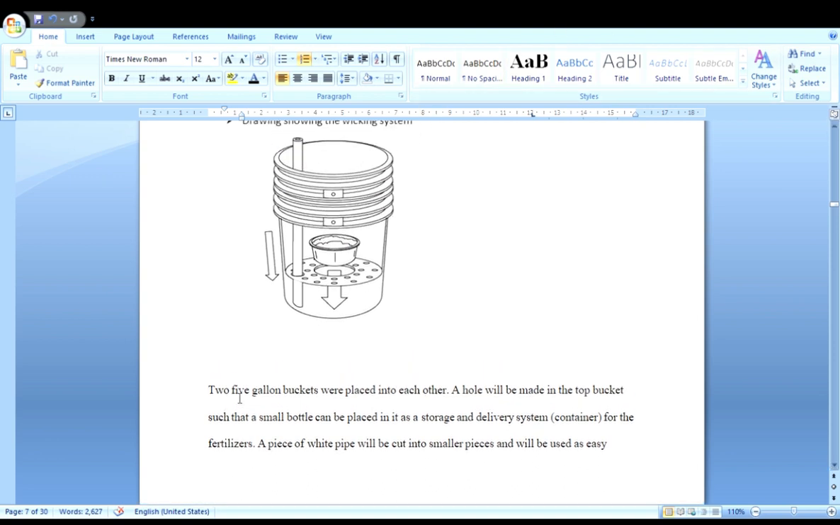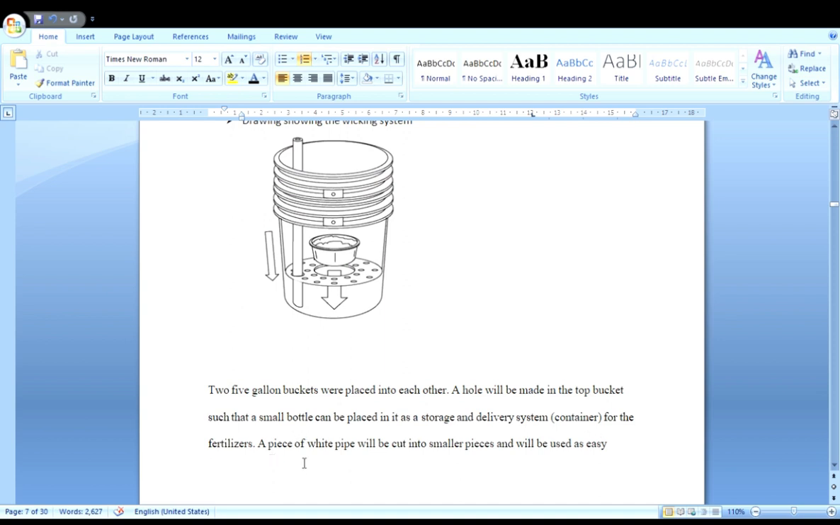So you will tell what the design is all about. So you will give all the specifications required. As it says here, 2 5-gallon buckets were placed into each other. A hole will be made in the top bucket such that a small bottle can be placed in it as a storage and delivery system for the fertilizer.